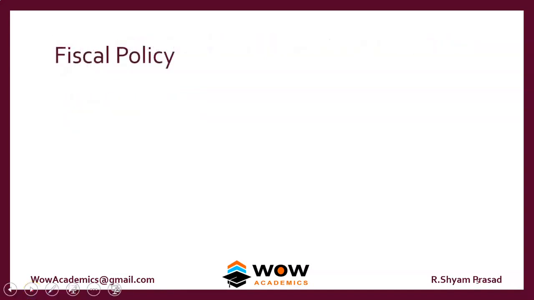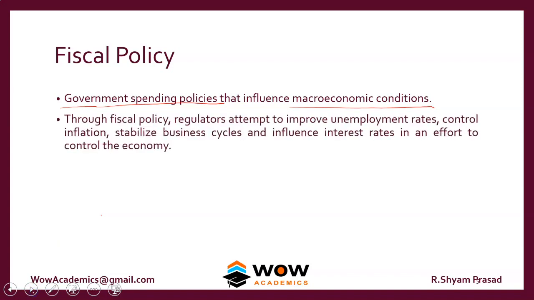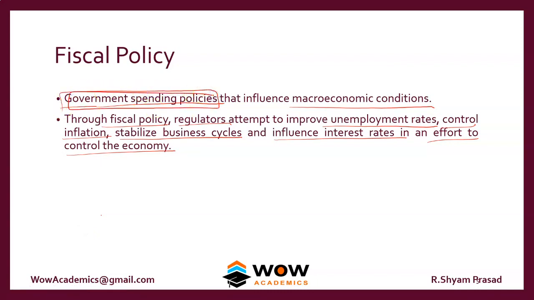So we'll start discussing fiscal policy. It refers to government spending policies that help to achieve the macroeconomic goals. So whenever the government tries to push the economy or slow down the economy through its policies, that is called fiscal policy. So through fiscal policy, regulators attempt to improve unemployment rates, control inflation, stabilize business cycles, and influence the interest rate in an effort to control the economy. So it is all about the government's policies through which it is being done.